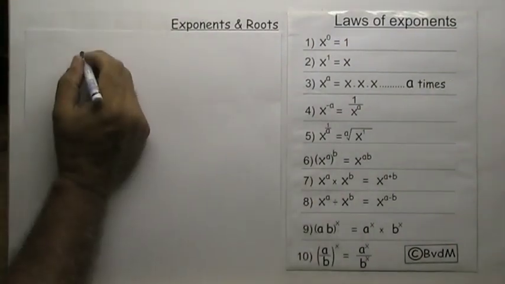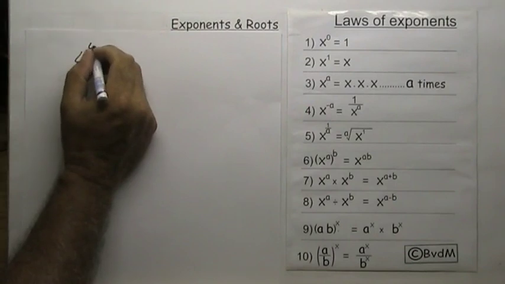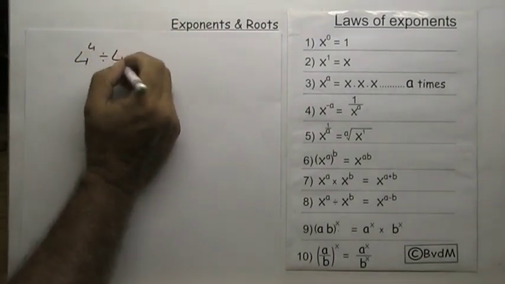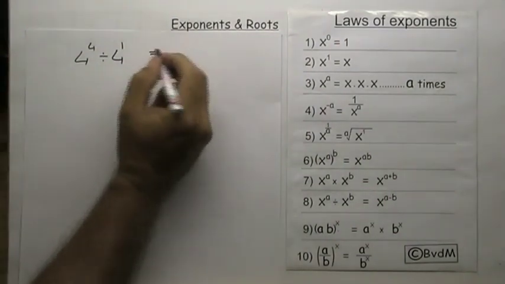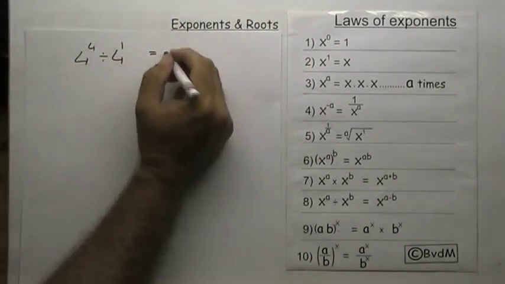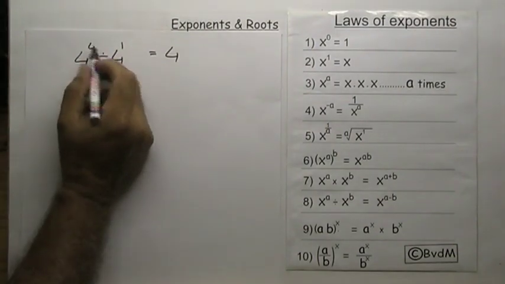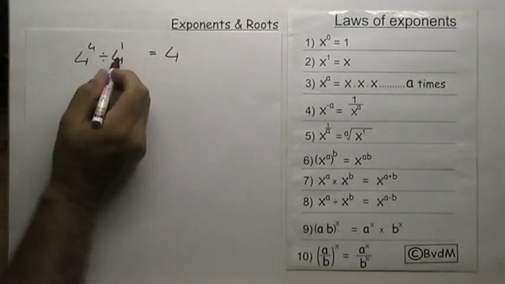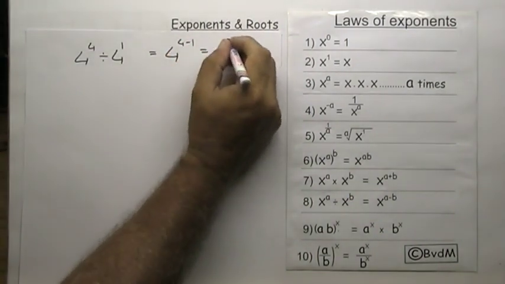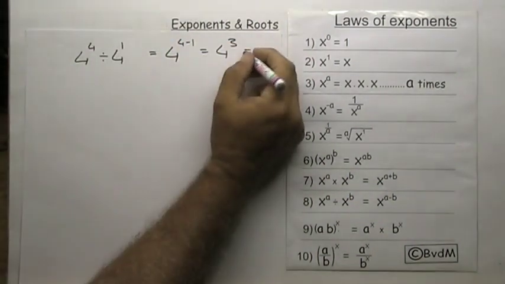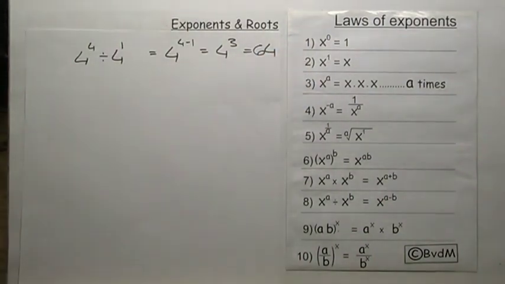Divide. Let's take 4 to the power 4, divided by 4 to the power of 1. Let's first have a look: it's 4 to the power, because I divide, I subtract because the bases are the same. 4 minus 1, and that becomes 4 cubed. Now 4 cubed, we've seen previously, is 64.